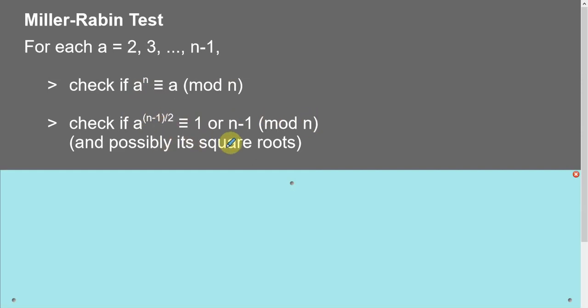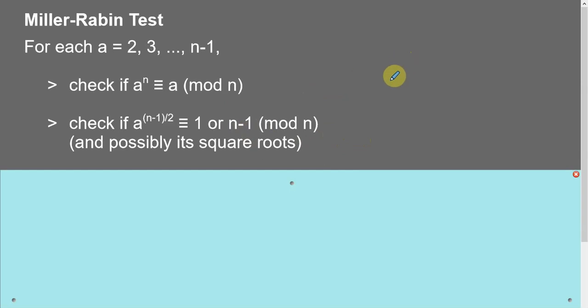And like I said, sometimes you can go further. If this is 1 and this is still even, then you can do another square root. In other words, divide this by 2 again. And you can do that continually until you either get an odd number, so you can't take the square root, or you get n minus 1, which means you're not allowed to proceed anyway. So these are the tests that we do.